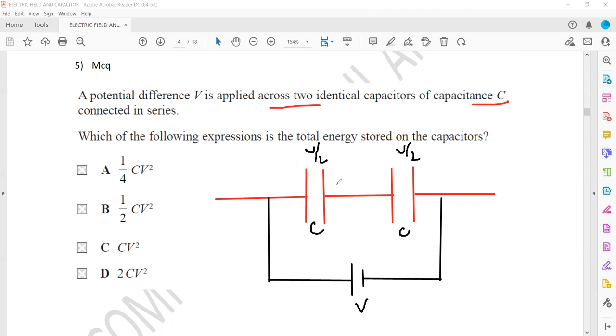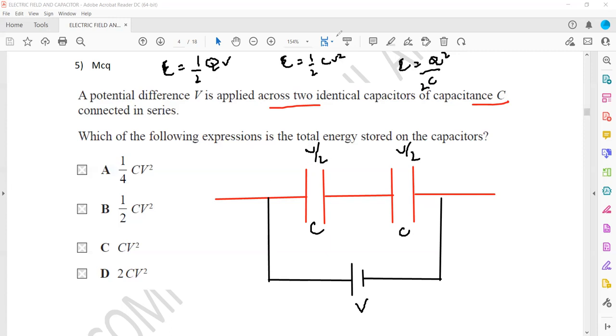And for the energy stored in each capacitor, there are three formulas. One formula: energy stored is half QV. But this is only valid if we know the charge and the voltage. Another formula: energy stored is half CV square. This is valid if we know the capacitance and voltage, and here we know the capacitance and voltage. The third formula is half Q square over C, valid if we know the charge and capacitance. But we know the voltage and capacitance.